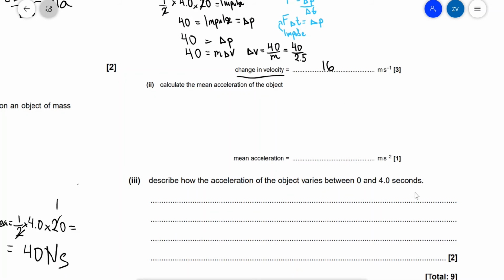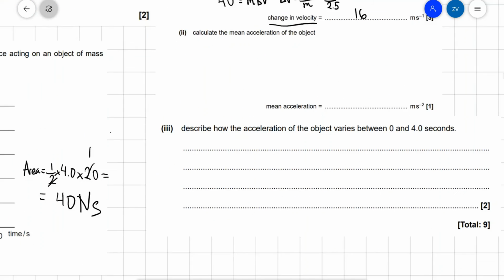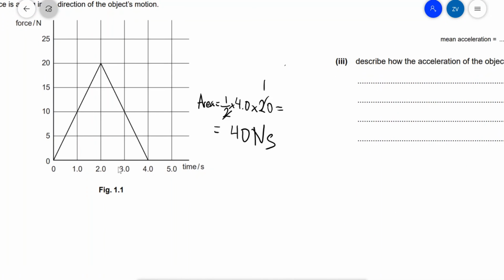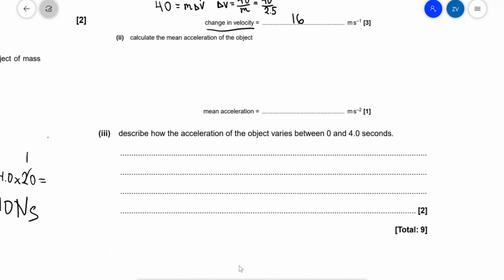Now, how do we calculate the mean acceleration? In this case, we know that the force is acting for 4 seconds. So it's acting from here to here. So we can calculate our mean acceleration simply by the fact that a is equal to the rate of change of velocity. We know that the change of velocity is 16, and we know that the time that it acts on is 4. So if we just divide those numbers, we're going to get a mean acceleration of 4.0 meters per second per second.